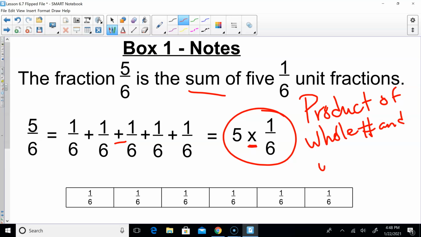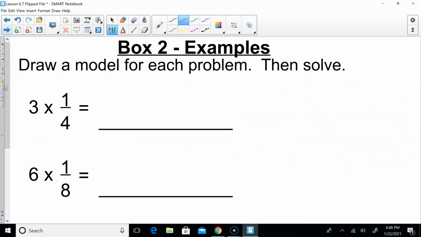and unit fraction. So we're going to do some more multiplication, but there might not necessarily be unit fractions. There may be different numbers and whole numbers. So we're going to go from there, and yet the strategy is still the same. So let's dive right in. Draw a model for each problem, then solve.